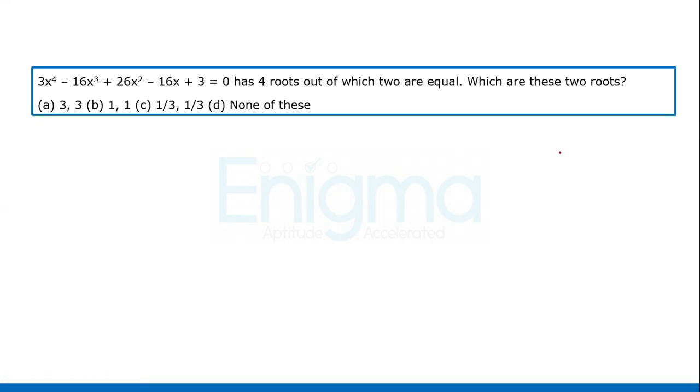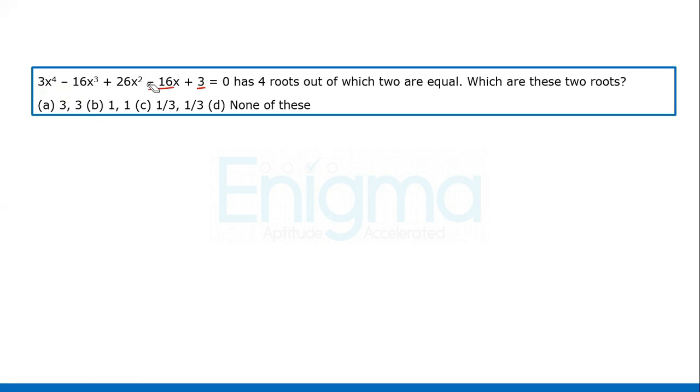3x raised to 4 minus 16x cubed plus 26x squared minus 16x plus 3 is equal to 0 has four roots, out of which two are equal. Which are these two roots? Now, you can observe here that the coefficients are similar in this case. We have 3 over here, then minus 16 as well.